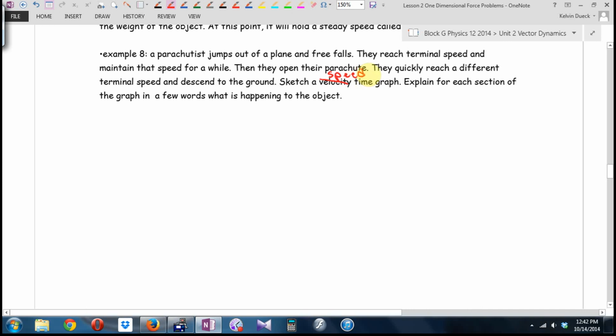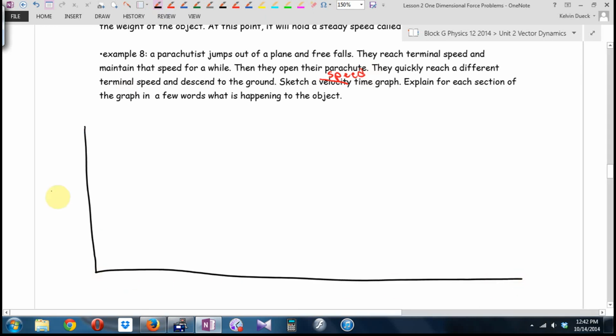And the reason is, if we were doing velocity, what direction are we always traveling if we jump out of an airplane? Which means my velocity would always be what, positive or negative? I don't want to draw below, I want to draw a graph above. So we're going to graph speed. Okay? So here is our speed versus time.